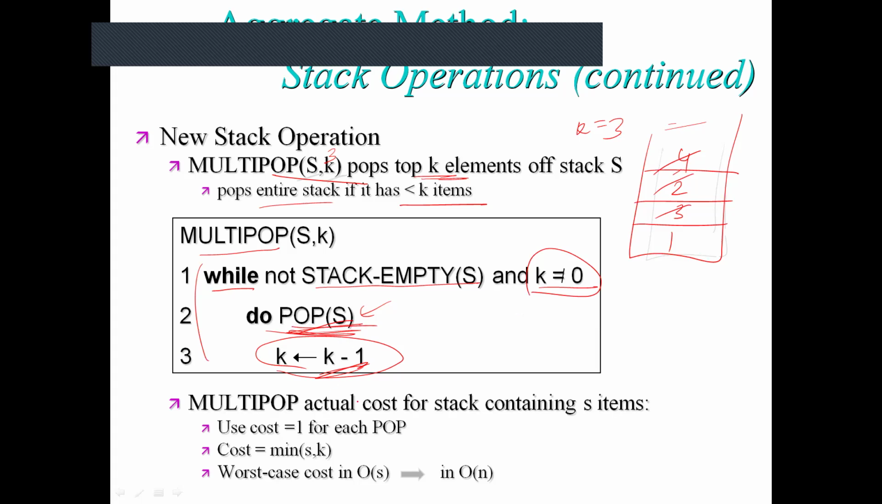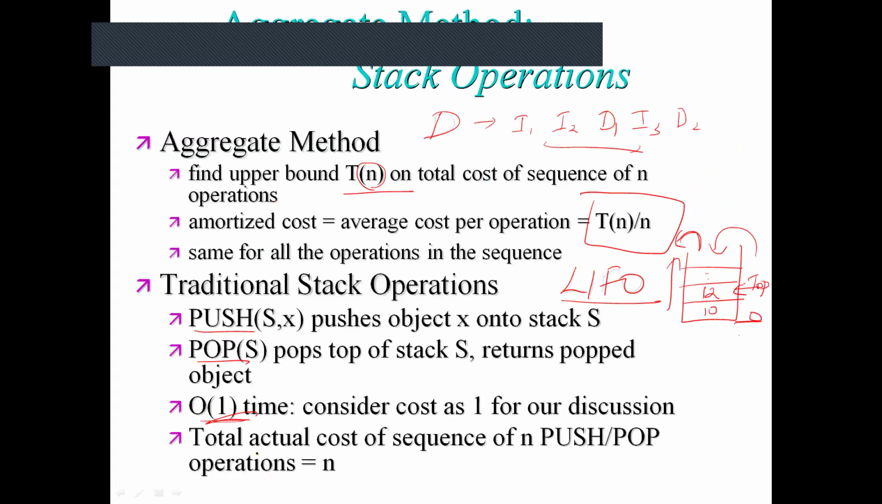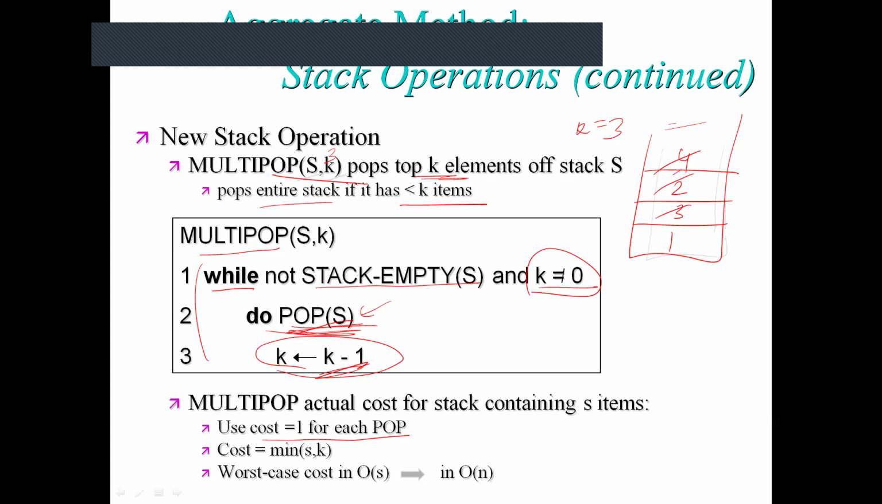Now, multi-pop, the actual cost for a stack containing S items. If the stack has S number of items, the cost for one pop is basically 1. We know that pop takes only O(1). Similarly, push also takes O(1). If there are n pushes and pops, it will take n, right? So we use cost equal to 1 for each pop.